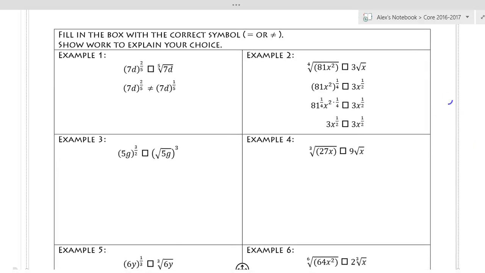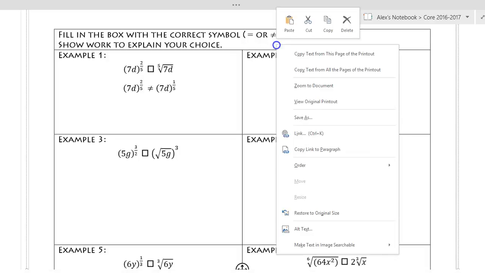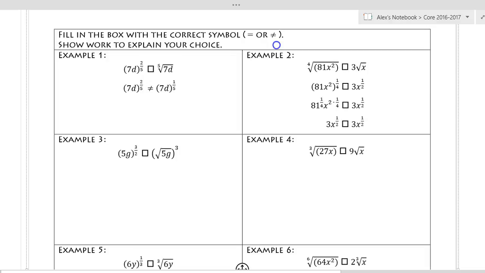Hey guys, welcome to our last video for target 1B, where we're switching between rational and radical form. The last thing we're going to look at is comparing the two, comparing rational exponents to radical exponents. And we really do that by just switching them and seeing if they're equal. So, following these directions, we want to fill in these boxes with the correct symbol, either equals or not equals. And we always have to show work to explain our choice.